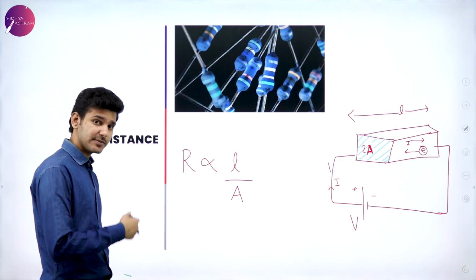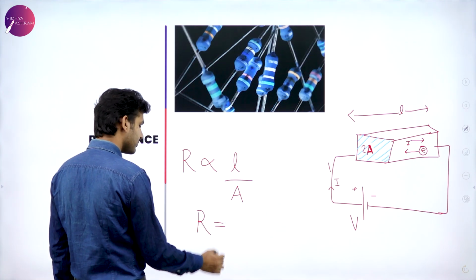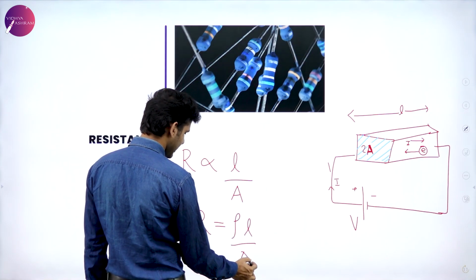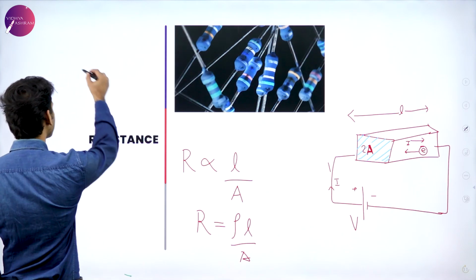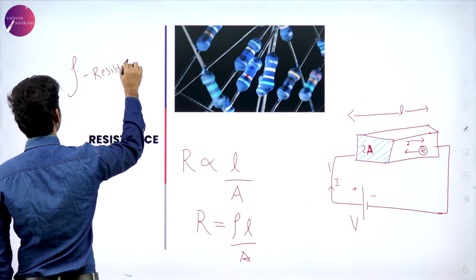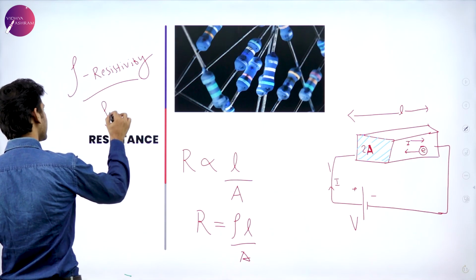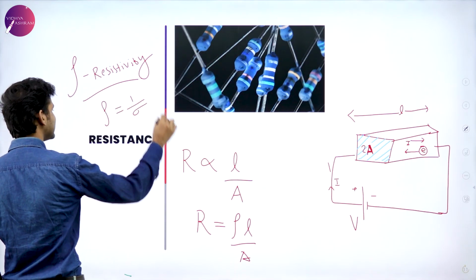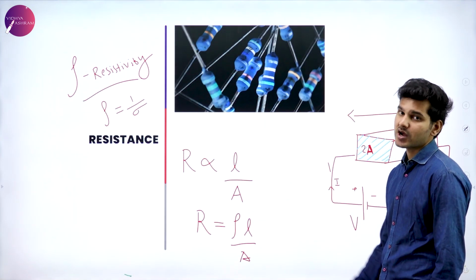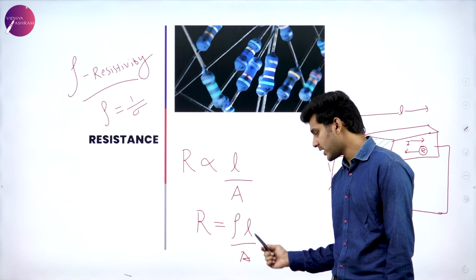So this R directly proportional to L by A can be written, introducing a proportionality constant rho, as rho L divided by A. And we just saw that this rho is nothing but resistivity, and rho can be written as 1 by sigma. Inverse of conductivity is resistivity. So R can be written as R is equal to rho L divided by A.